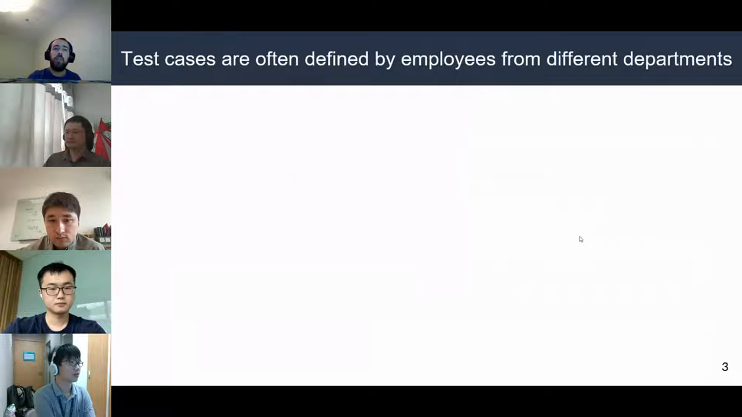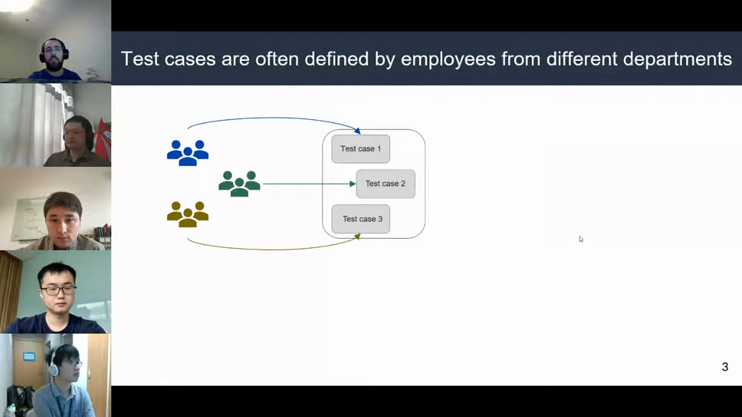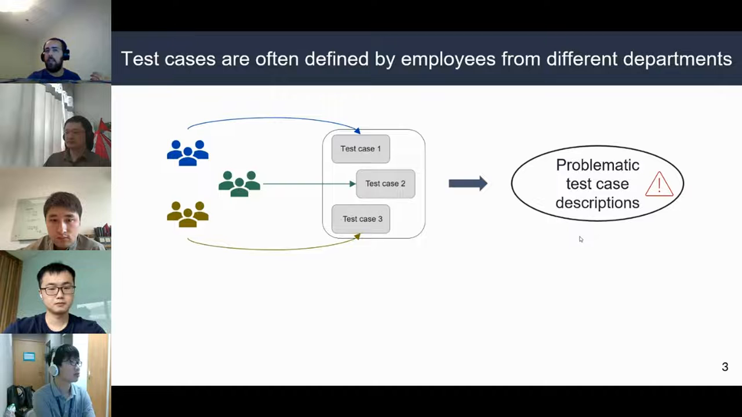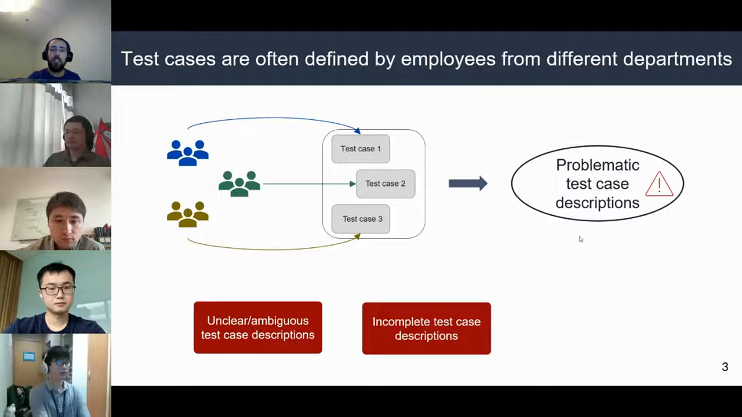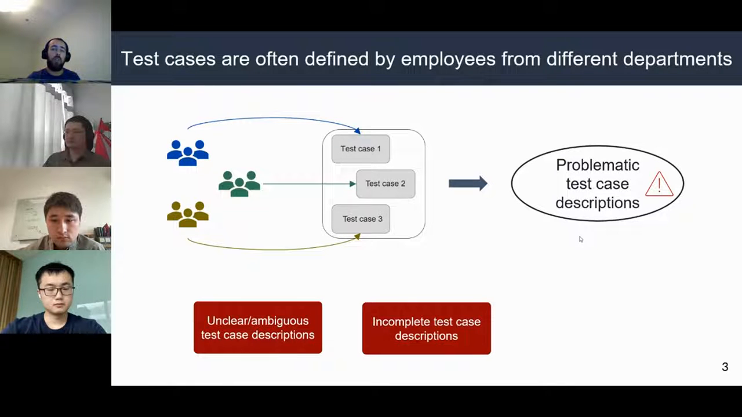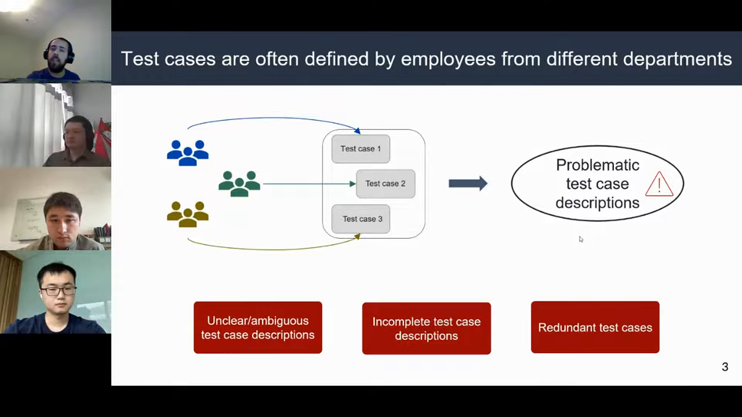And very often those test cases are defined by employees from different departments. You can have employees from QA, from different development teams, all of them working simultaneously on new test cases. And this ultimately might lead to problematic test case descriptions, such as unclear or ambiguous descriptions, incomplete test cases where you might have one or more steps missing, and even redundant test cases. All of these problems make manual testing even more costly to the company. But having employees manually go through all those new test cases and verify that they are correct is time consuming and becomes impractical when you have a large test suite.